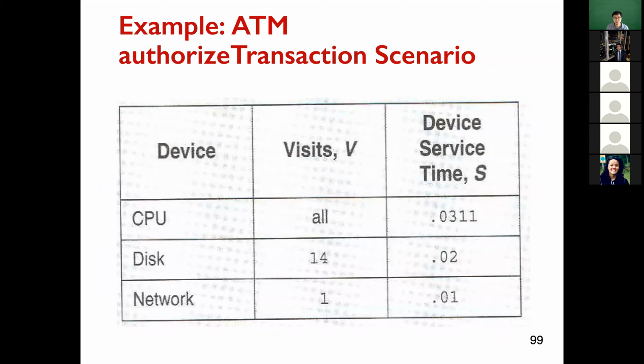So the service time is a per visit time needed. Then we can combine them together and multiply these two to get the service time of each device, right? For CPU, we already had this multiplication. 0.0311 is the multiplication of the service time of a CPU for each visit times the number of visits, more than 3,000 visits. For disk, it is 14 times 0.02. For network, it is 1 times 0.001, right? So these are the service time for each device, right? Then with this and the workload intensity, we can compute the performance metrics. For example, the response time of this entire system, right? So any questions here?